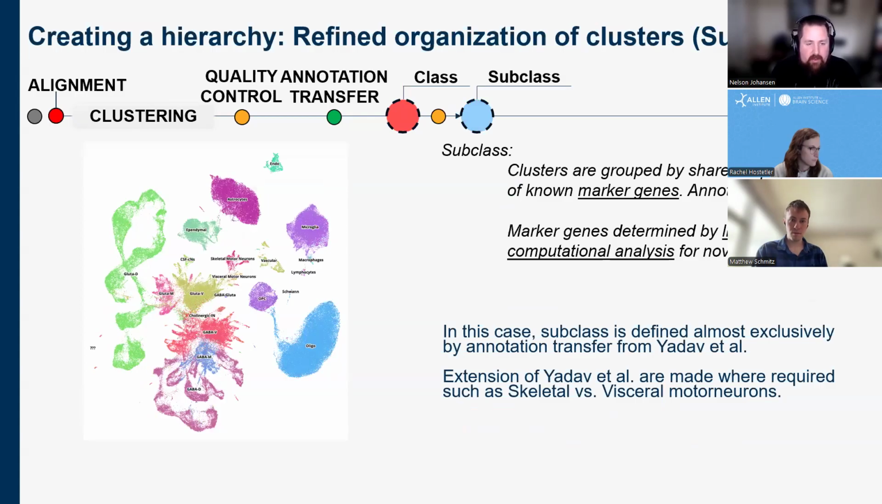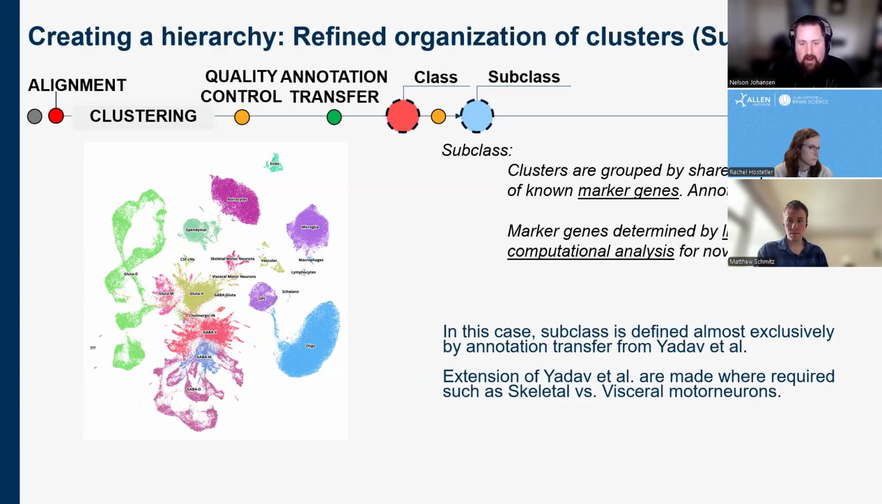So the next step is to start to subdivide these class annotations into finer types. And thankfully, this is what the Yadav et al. study gave us through the annotation transfer, a finer degree of subtyping below the broad glutamatergic, GABAergic, and other class level terms. So you can use the labels transferred from Yadav et al. for every cluster to figure out that glutamatergic cells fall into the dorsal, mid, and ventral categories. And we get that initial landscape of cell types.